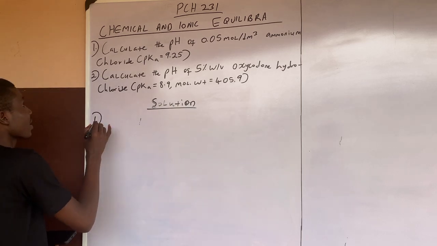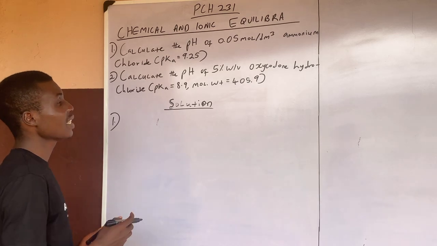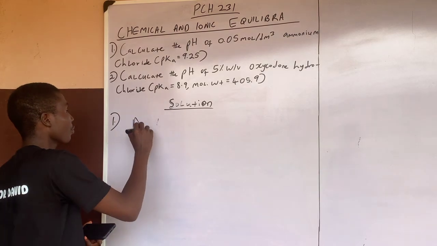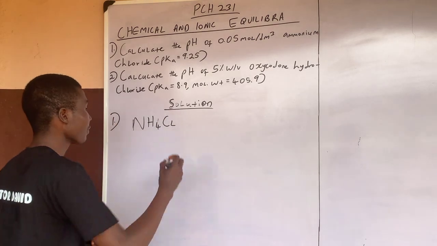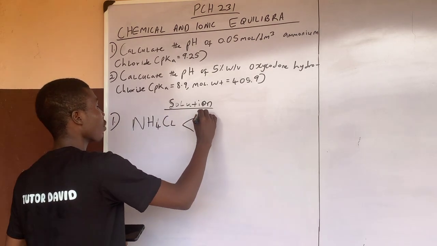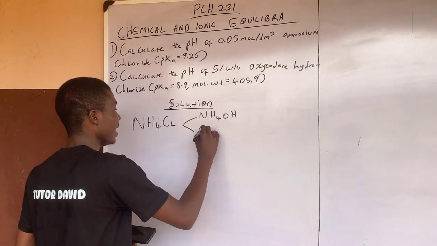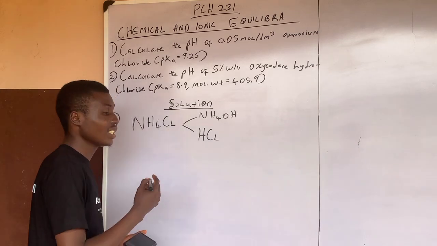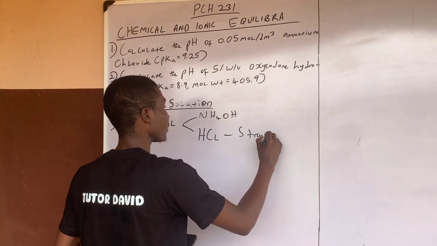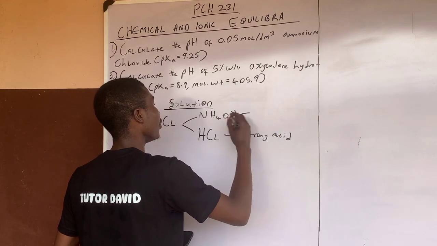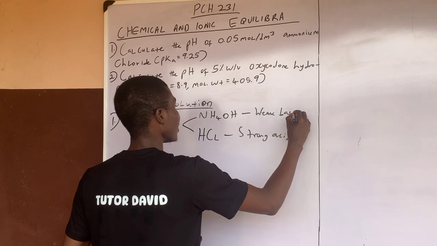Question number 1 says: calculate the pH of 0.05 mole per dm cube ammonium chloride with a pKa of 9.25. Now, ammonium chloride, NH4Cl, comes from two things: NH4OH, that is ammonium hydroxide, and HCl. HCl is a strong acid, and ammonium hydroxide is a weak base. So it fits into the context that we are dealing with.